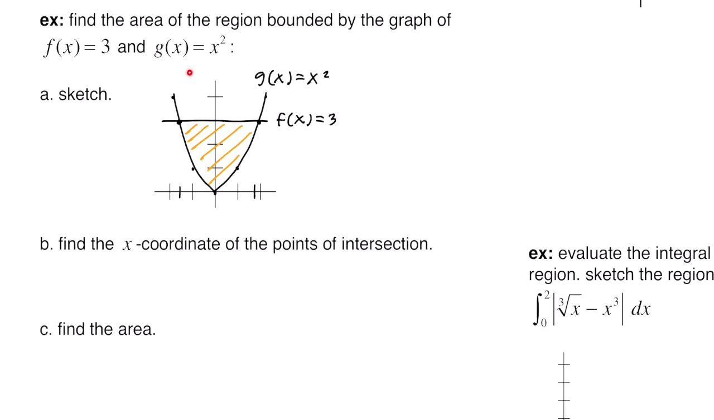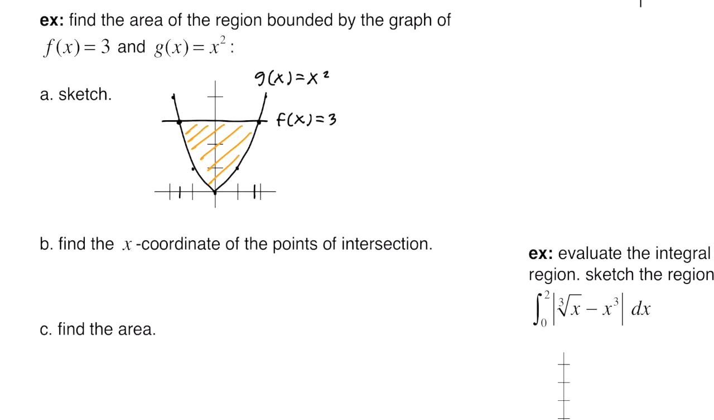This example says find the area of the region bounded by the graph of f of x equals 3 and g of x equals x squared. So part A, we want to sketch the two graphs. We have g is x squared, so you have a parabola with vertex at 0, 0. It follows the pattern over 1 up 1, over 2 up 4 on both sides. Then you have the horizontal line y equals 3. So I put the 2 points right here where the graphs intersect, and then you can see the area in between the two curves.